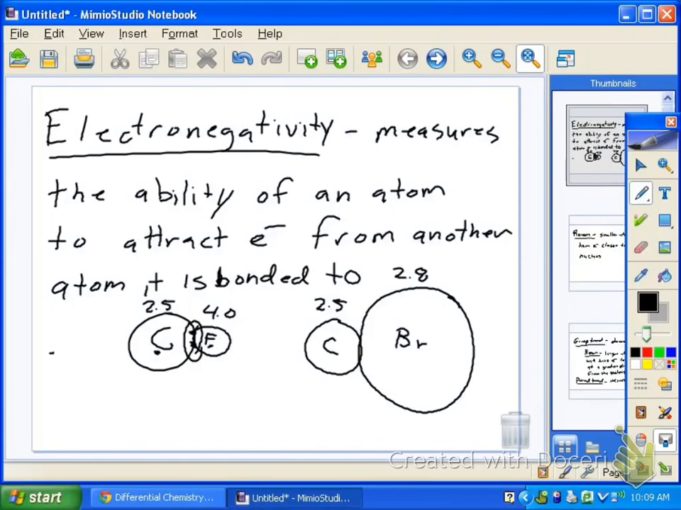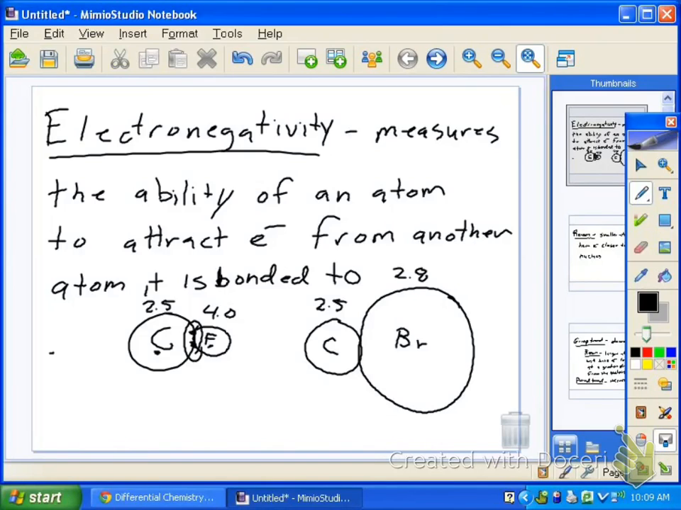where are the electrons going to spend most of their time? In carbon. Closer to the 4. Because the 4 is like the big guys with the tug of war, and they're going to pull, and the rope is going to go their direction. Okay?